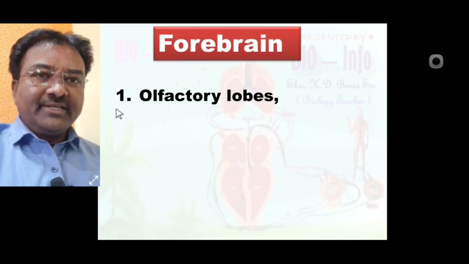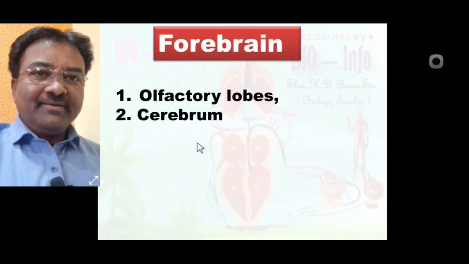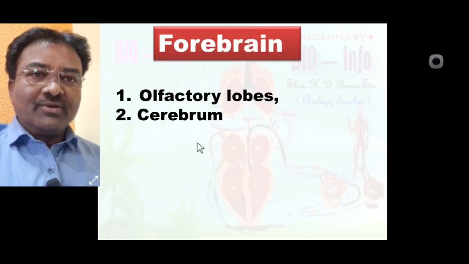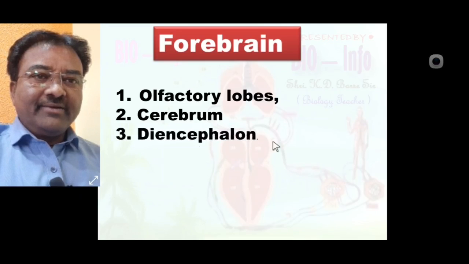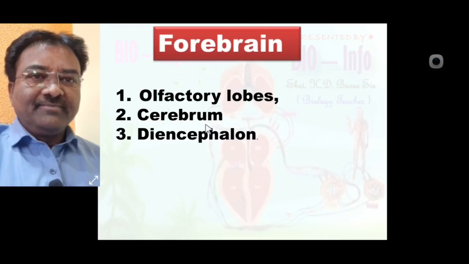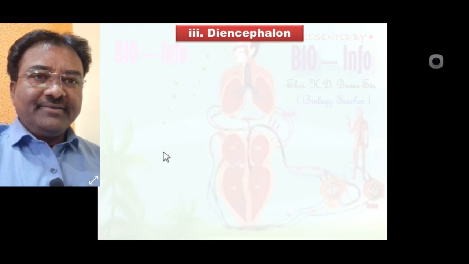You know, the human forebrain consists of olfactory lobes, especially for detection of smell. It is rudimentary in human beings. Cerebrum is very big, the larger part of the brain, about 85%. And the third one is diencephalon; the first and second parts of the forebrain we learned in the previous lecture. Today we learn in detail diencephalon. First, what is diencephalon?